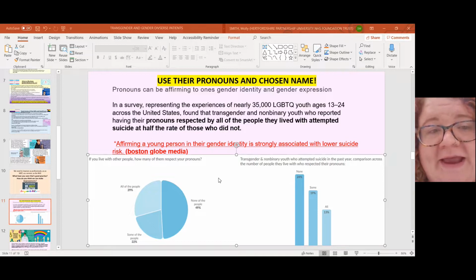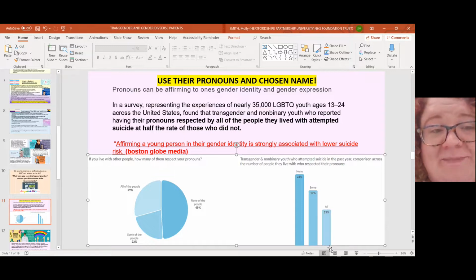I just want that to sink in for a moment. In households where your gender pronouns are not respected, there are higher rates of suicide. In households where people respect your pronouns, there's a 19% suicide rate. It has reduced, as you can see. 29% of people surveyed said that all of the people they live with respect their pronouns, and the suicide rate for those has reduced, as you can see.